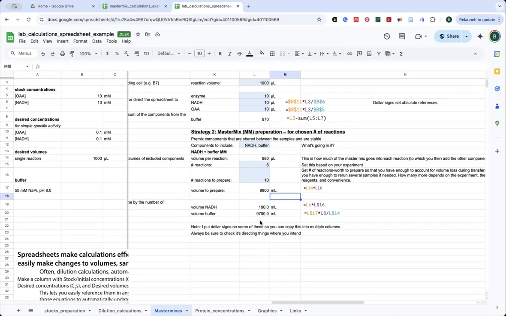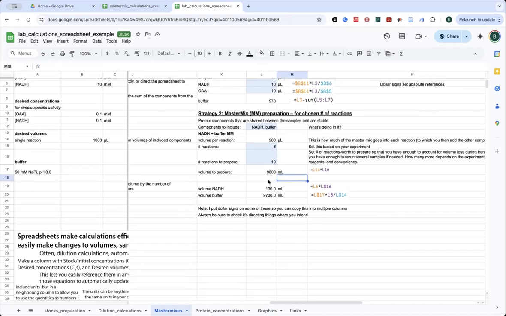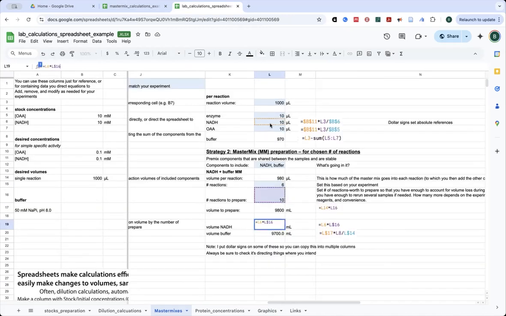Okay, so now let's go and figure out how much of each of these components I need. Now it's a little easier. I just need to take the per reaction volume, multiply it by the number of reactions it's worth to prepare, and voila, I figure out these values.